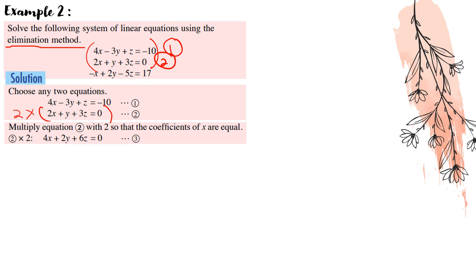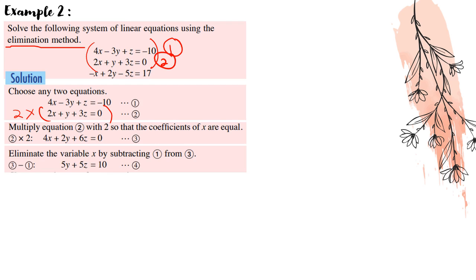So it becomes 4x plus 2y plus 6z is equal to 0. So you already have the same coefficient for x, now you can eliminate the variable x by subtracting 1 from 3. Okay, so this one becomes equation number 3, when you have multiplied by 2. So 3 minus 1 or 1 minus 3 also can. So in this example, equation number 3 is subtracted by equation number 1.